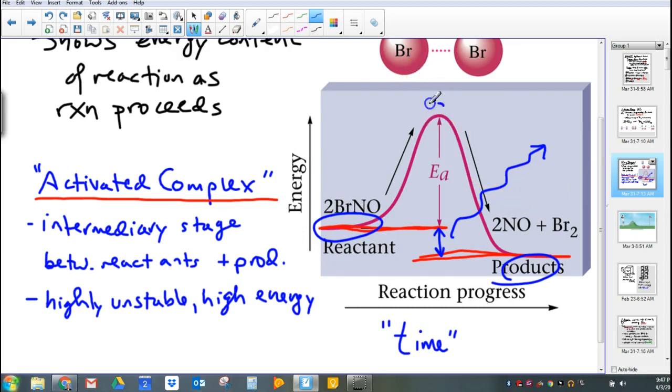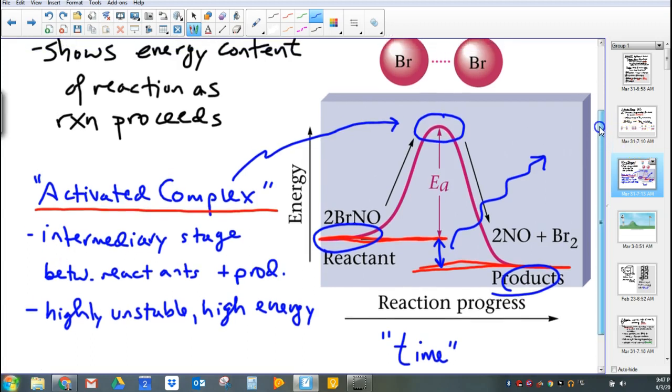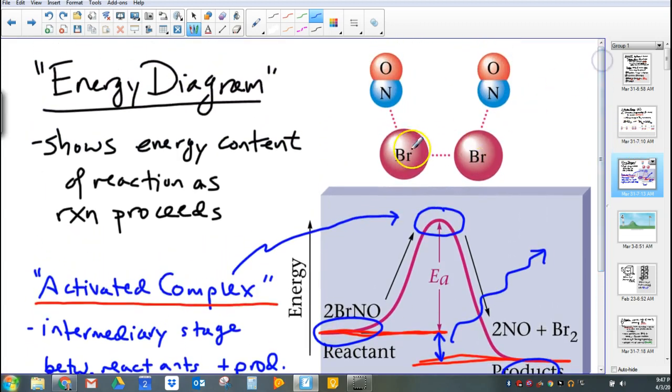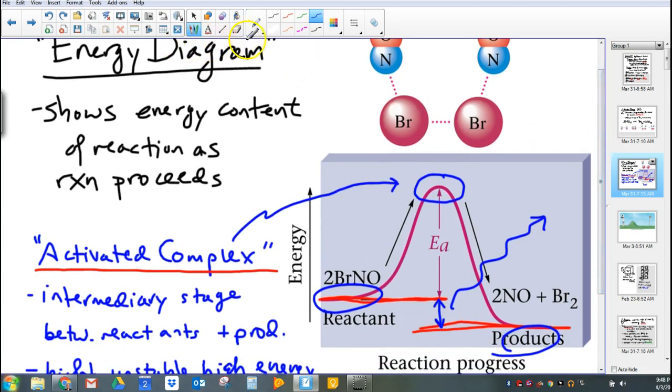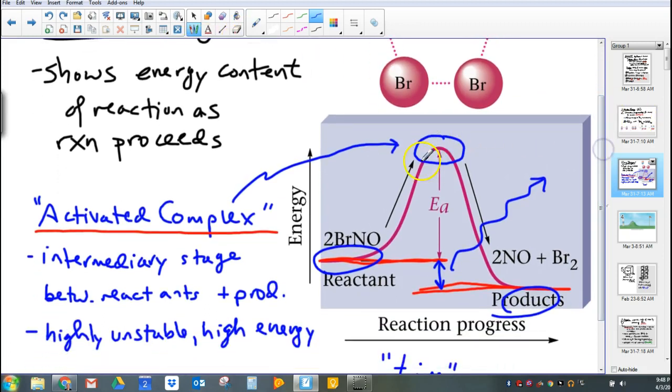Up here is a very strange and kind of unusual state of matter, which is called the activated complex. And the activated complex is a state of matter that is between reactants and products, kind of shown here. The bonds between the bromine and the nitrogen in the bromonitrate are in the process of breaking, and new bonds between the bromines are in the process of forming. So it's a highly unstable, highly energetic state of matter. And then energy is rapidly released when new bonds are formed between the product molecules.